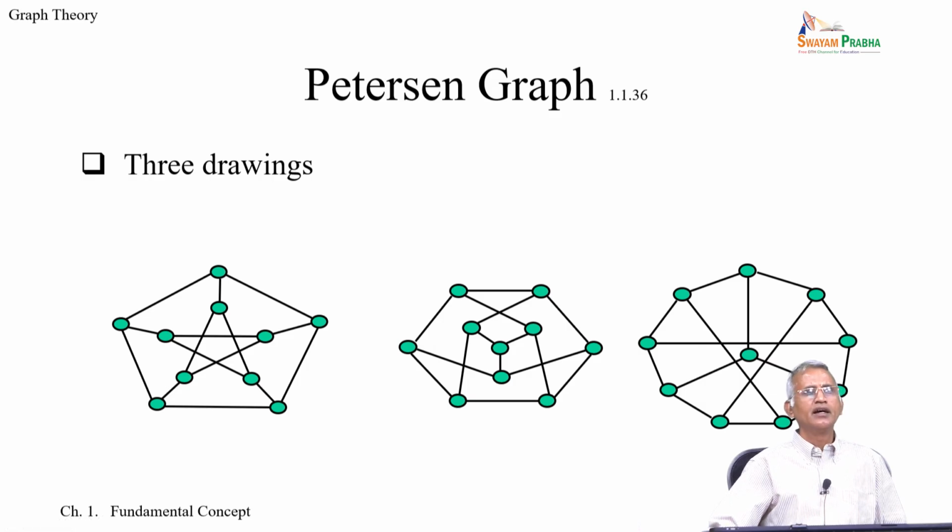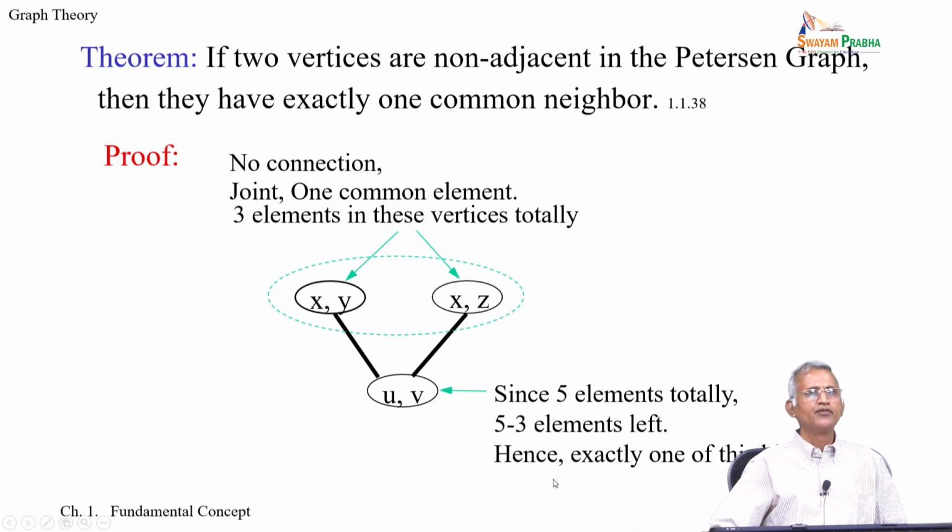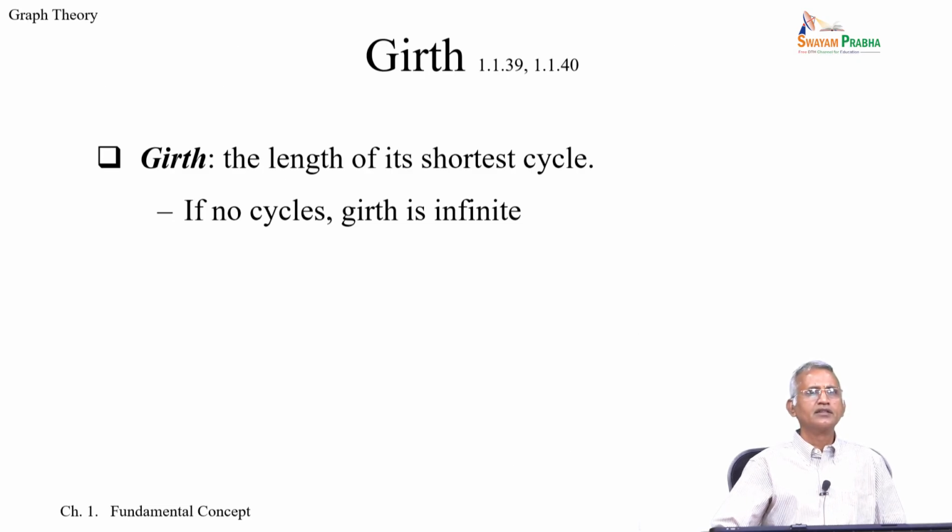So, these are the different ways of drawing a Petersen graph. Theorem: if two vertices are non-adjacent in the Petersen graph, they have exactly one common neighbor. If there is no connection, no problem. If they share one common element, then there are 3 elements in these vertices in total. Since there are 5 elements in total, 3 elements are left, hence exactly one of this kind follows. This is the proof.